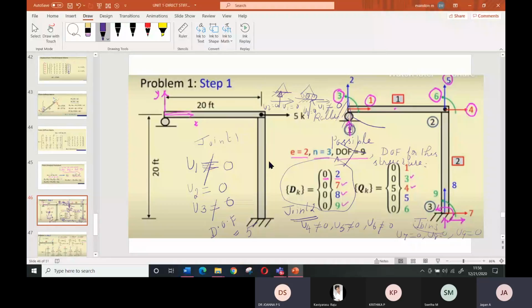Ma'am, joint 2, how? All of them are 0. What support? It is not a fixed support. It is like a continuous support only. You have to take it.